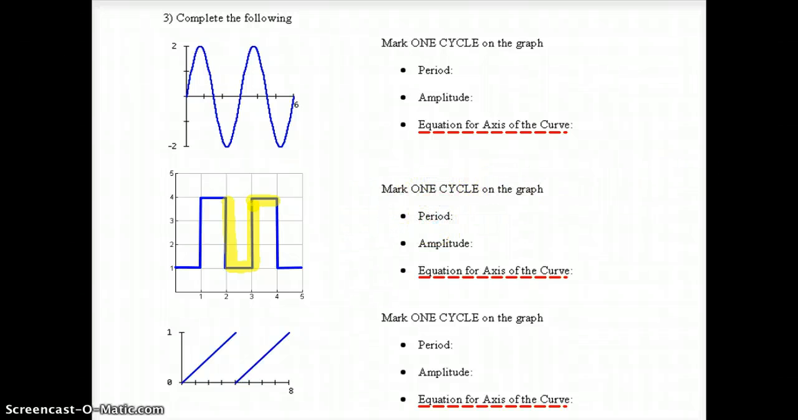What is the period? Well, the period goes from here all the way to here. That's 1, 2. That's 2 units, right? So the period is 2 units.